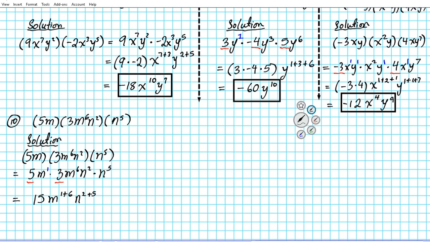And then our final answer is going to be 15 m raised to the 7th power n raised to the 7th power. All right, that's the answer to question number 10.